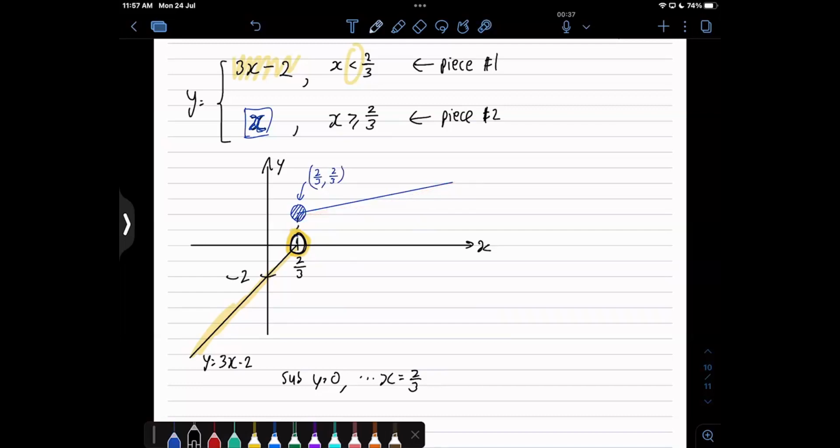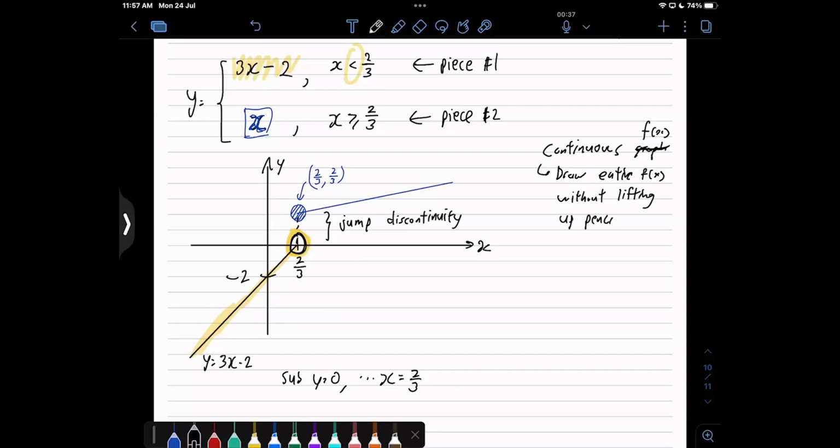So this is what we call the jump discontinuity. Continuous line means you can draw the line without lifting up the pencil. Drawing the entire continuous graph, or continuous function f(x), means you can draw the entire y equals f(x) without lifting up a pencil or pen, whatever you use to draw, right? Here, when we say discontinuous, it means the opposite. You cannot draw it without lifting up the pencil.